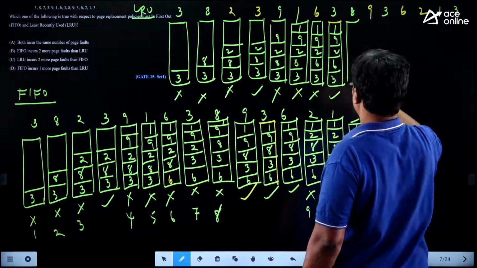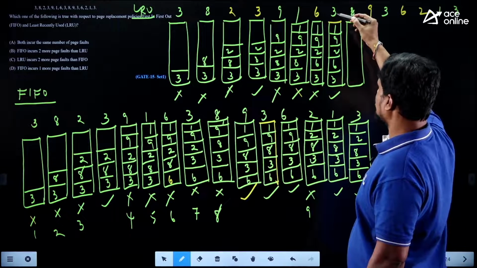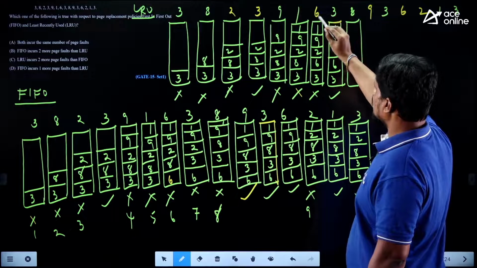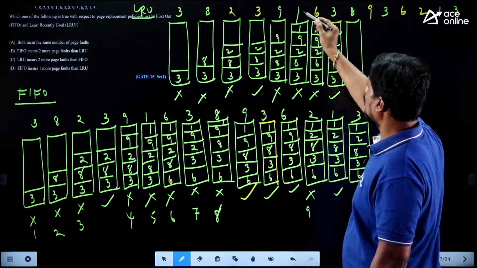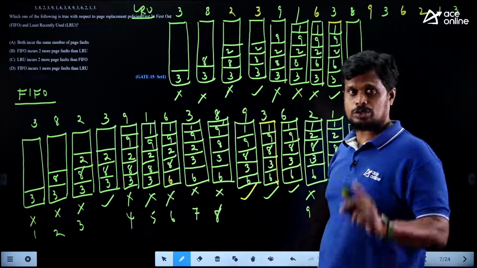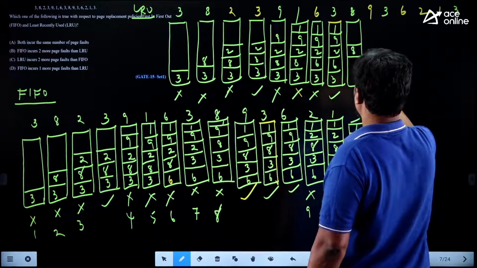Next 8. 8 is not there in the main memory. So verify now. 3 is the most recently used. After 3, 6 is the next most recently used. After 3 and 6, 1 is the next most recently used. Comparatively, after 3, 6, 1, the next most recently used is 9, but 2 is the least recently used. So 2 is going to be the victim here, right?